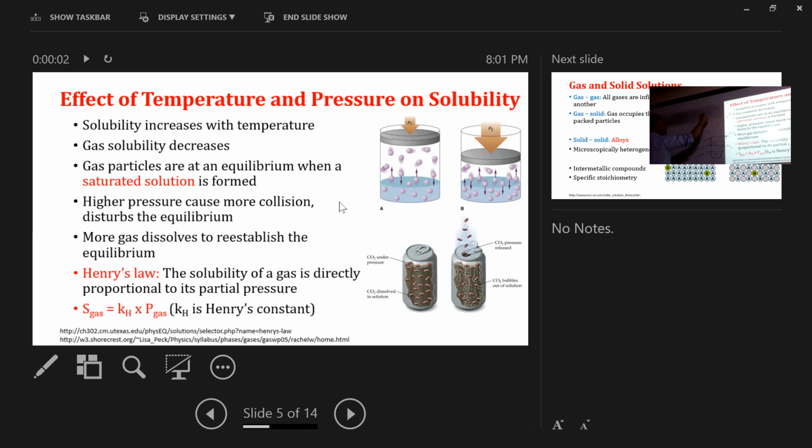So the solubility of the gas equals Kh multiplied by P gas, the partial pressure of the gas, and Kh is the Henry's constant. That means how much gas can be dissolved is equal to the Henry's constant multiplied by the partial pressure of the gas.